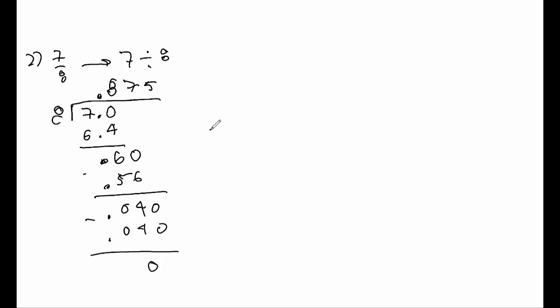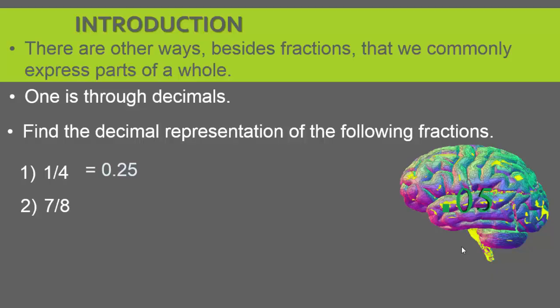So this implies that 7 over 8 is equal to 0.875. Returning to the PowerPoint, we saw on the whiteboard how we can get from 7/8 to 0.875 without the use of a calculator.